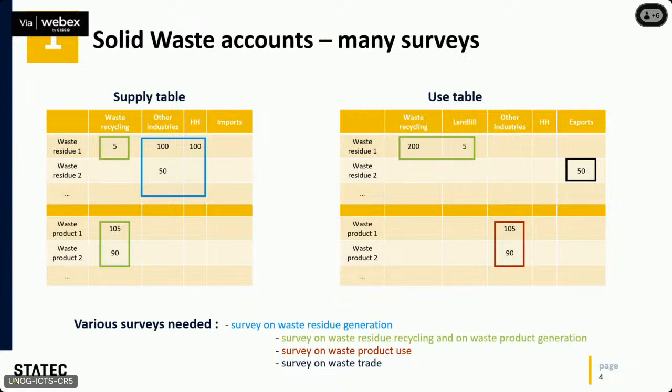Then there is a survey on waste residue recycling and waste production generation. So I'm thinking of incineration and other types of companies. There's another survey on waste product use. This is done in parallel to accounts and environmental services. And then in black, you will see the statistics on a waste trade internationally, and this also pertains to imports and exports.